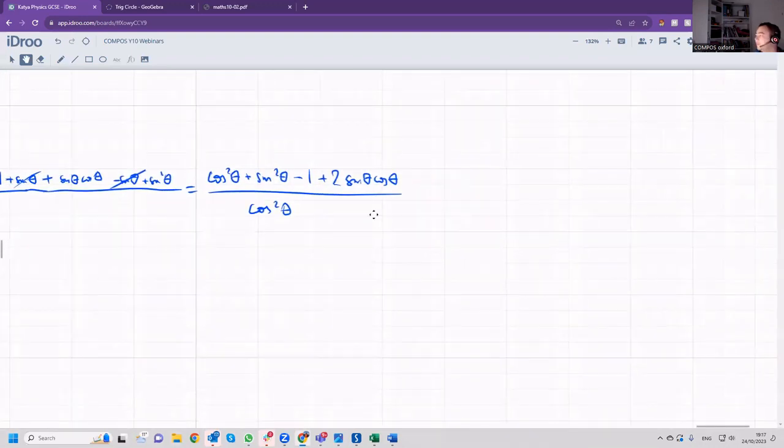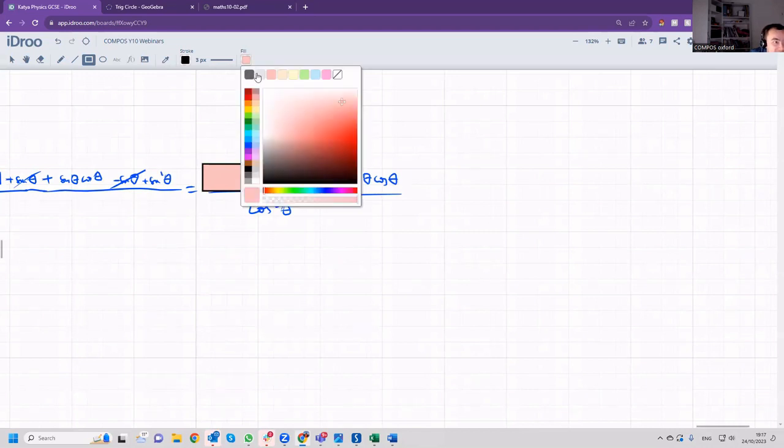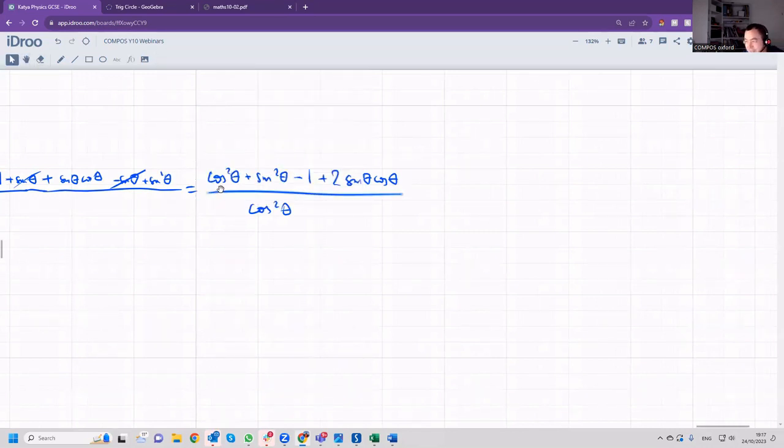I'm not doing anything extraordinary. Look, trigonometry at its finest is just algebra. It's just working with algebraic fractions. But who recognizes this bit?